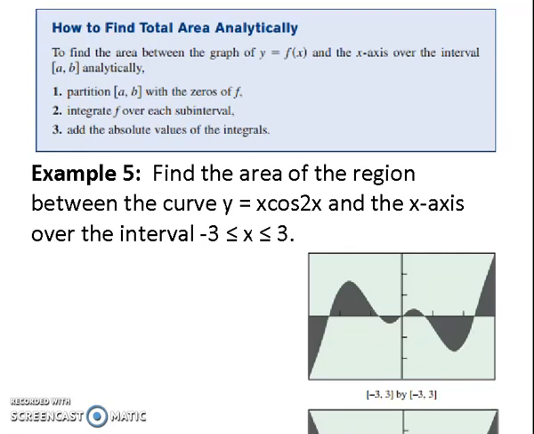All right, this is the second video on the fundamental theorem of calculus in AP Calculus. This is section 5.4 in your textbook. So we're going to begin with discussing how to find total area analytically.